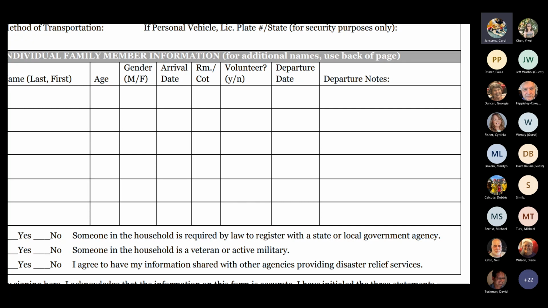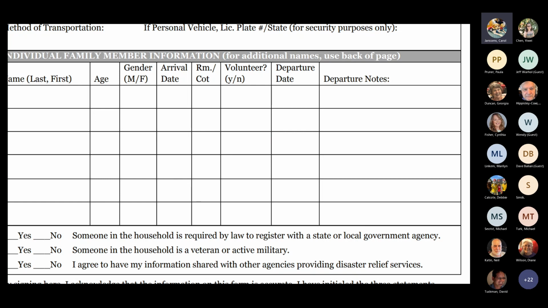The questions on the bottom are really important. Someone in the household is required to register with state or local government. We use that if they say yes to it. There are multiple reasons, some positive, some negative. One is if they're on probation, sex offenders and such. The other questions on that could be as simple as being a foster parent.